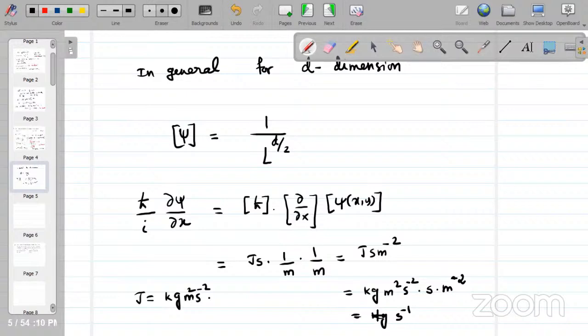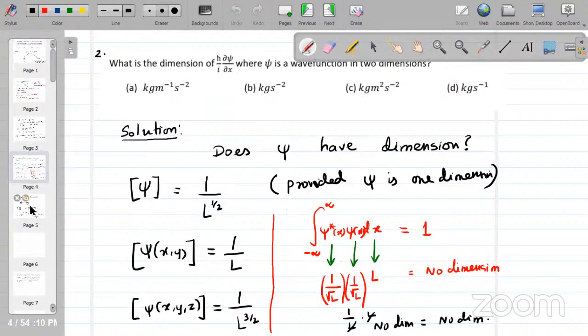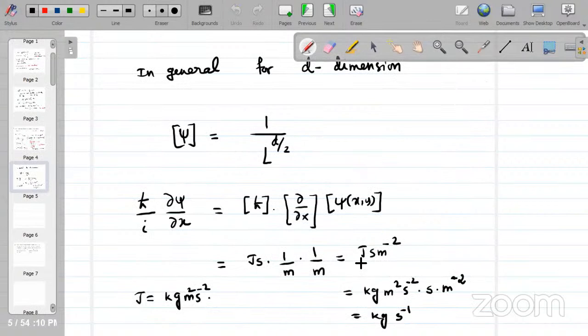Having some meter everywhere. Yes, option kilogram second minus 1. So option B.